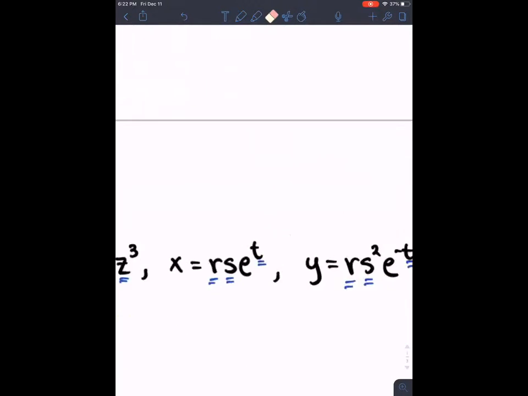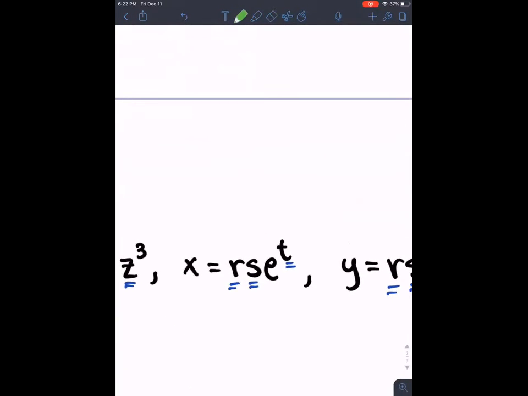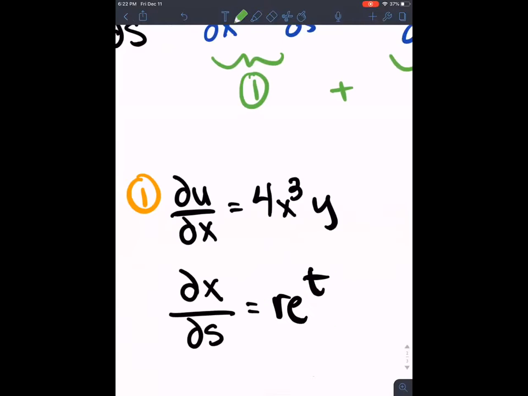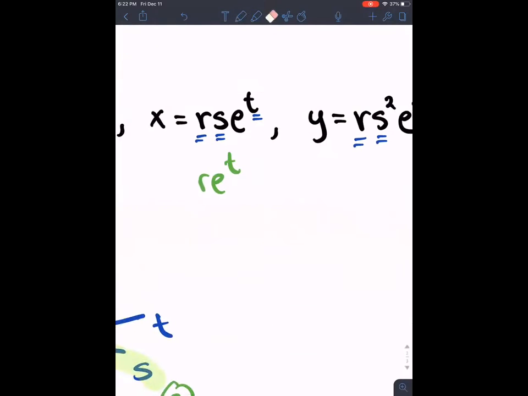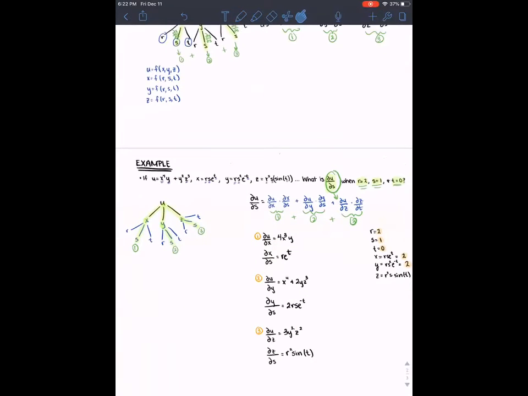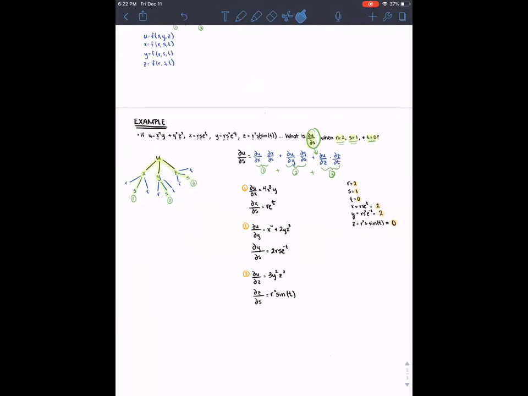We can even do partial of x with respect to s just to make things clear. So what you do is you treat everything else besides s as a constant, so that derivative ends up being re to the t, which is exactly what I've written right here, re to the t. So I've already gone through and calculated all the partials. I would recommend doing them on your own just to make sure you have a hang of it, but they're all written down here.